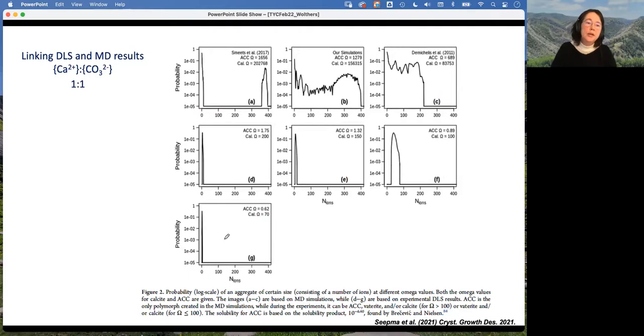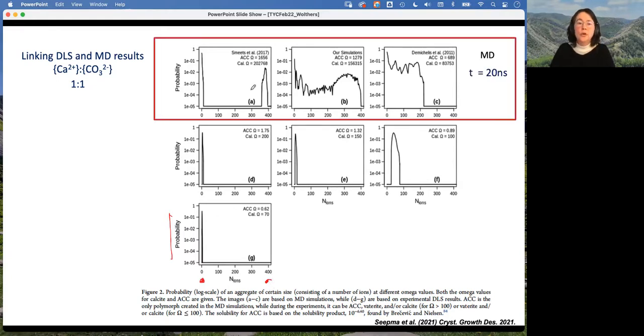And how can we link the MD with the DLS? We did that by plotting probability curves. So what you see here is, on the y-axis of all the graphs, the probability of finding ions in your system in clusters that are either very small or up to about 400 ions in size.